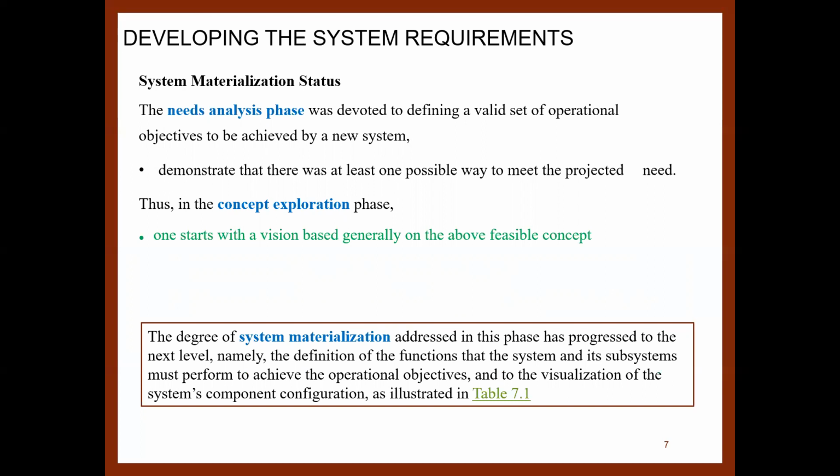As I mentioned in the previous slide, we are now transitioning to defining functions that are going to be used to meet the objectives of the system. Also, by specifying these functions, we are going to try to link some type of technology that will allow us to implement those functions. And into the visualization of the system component configuration as illustrated in table 7.1, which is in the next slide.